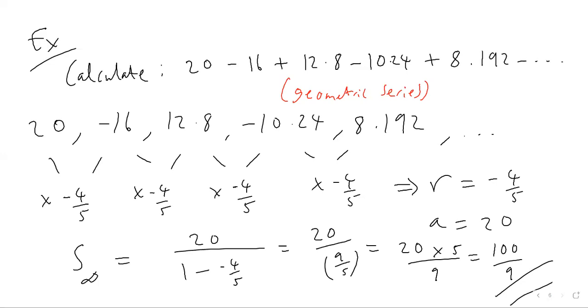So that's just an example of how we can use the formula a over 1 minus r to calculate the sum of an infinite geometric series, when the common ratio has a size less than 1, and so when the sequence is a convergent geometric sequence.